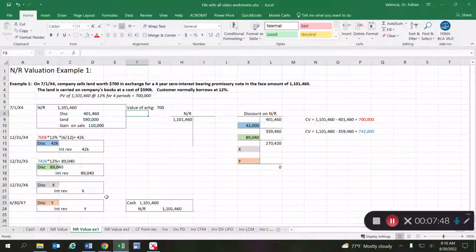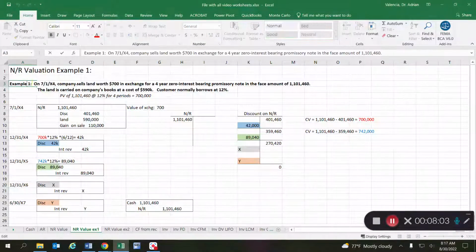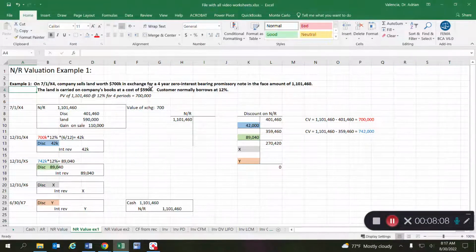involved example here. So assume that a company on July 1st of the year X4 sells land that is worth $700,000. It is sold in exchange for a 4-year, 0 interest-bearing promissory note in the face amount of $1.1 million. The land is carried on the company's books at $590K, and then the customer normally borrows at 12%.